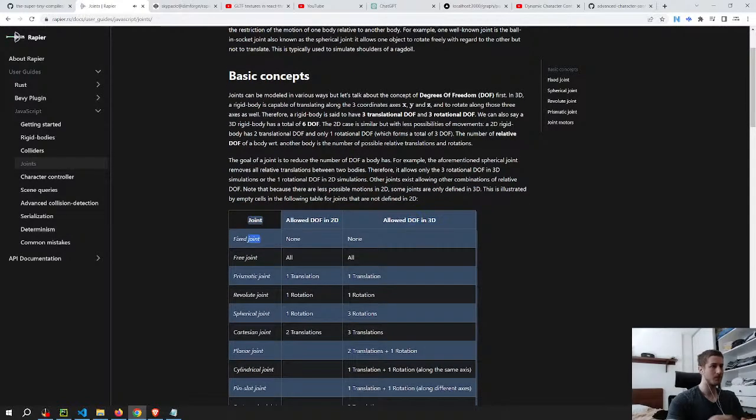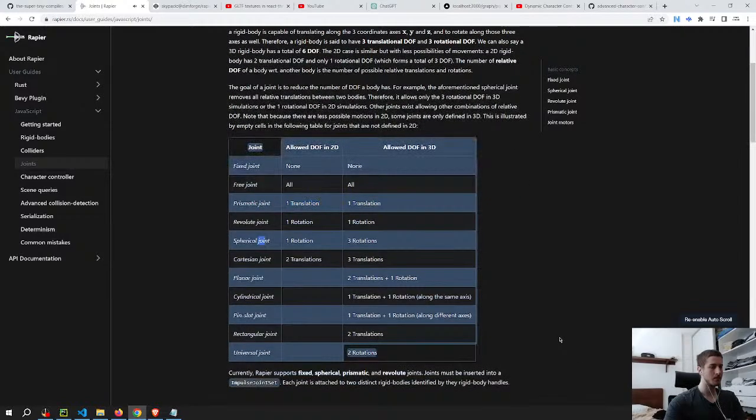Joint, allowed DOF in 2D, allowed DOF in 3D. Fixed joint: none. Free joint: all. Prismatic joint: one translation. Revolute joint: one rotation. Spherical joint: one rotation in 2D, three rotations in 3D. Cartesian joint: two translations, three translations. Planar joint: two translations plus one rotation. Cylindrical joint: one translation plus one rotation.